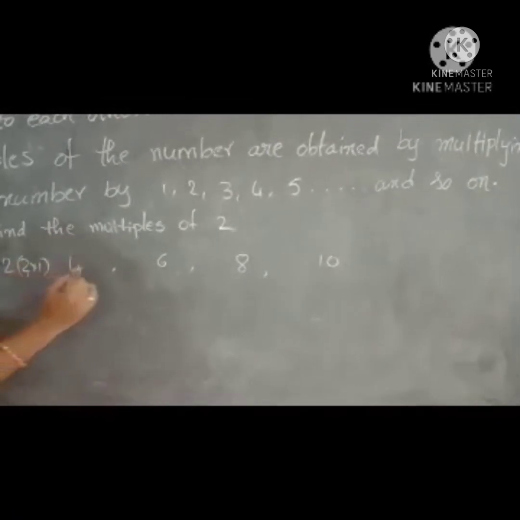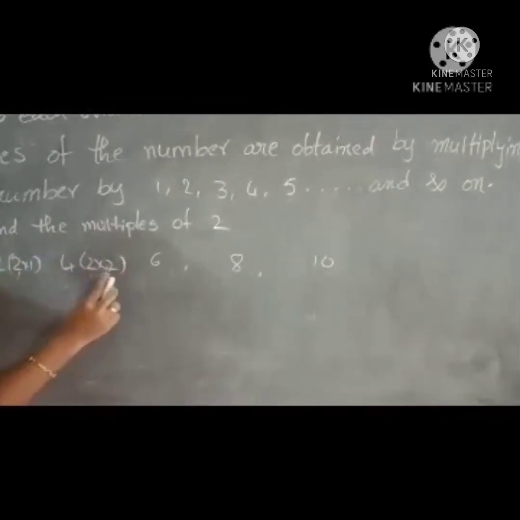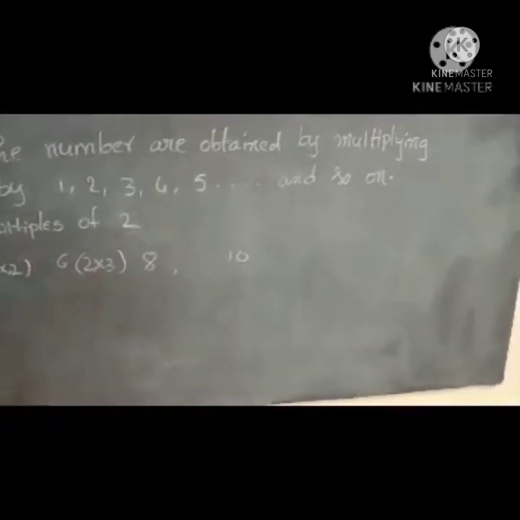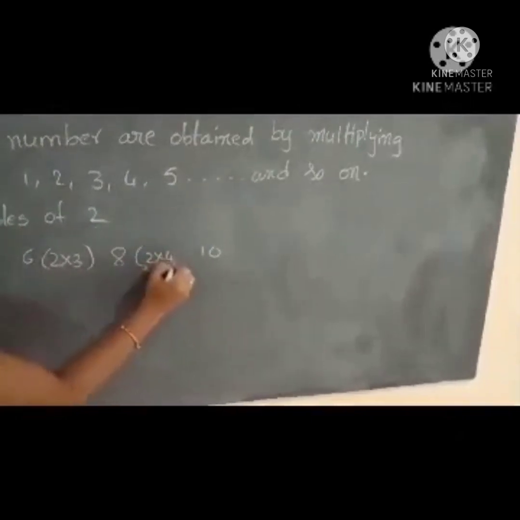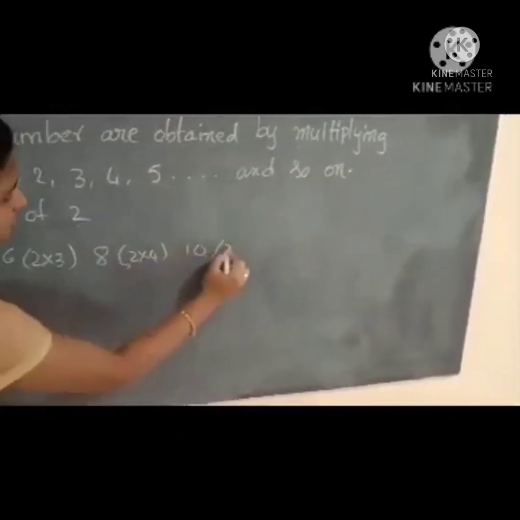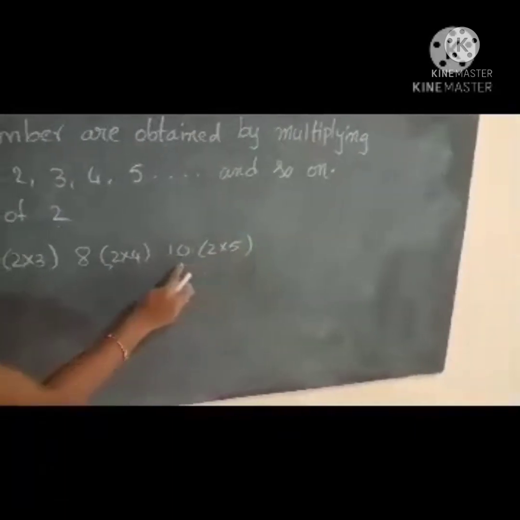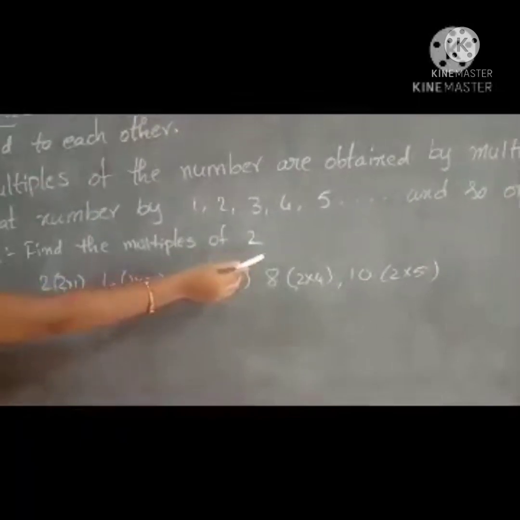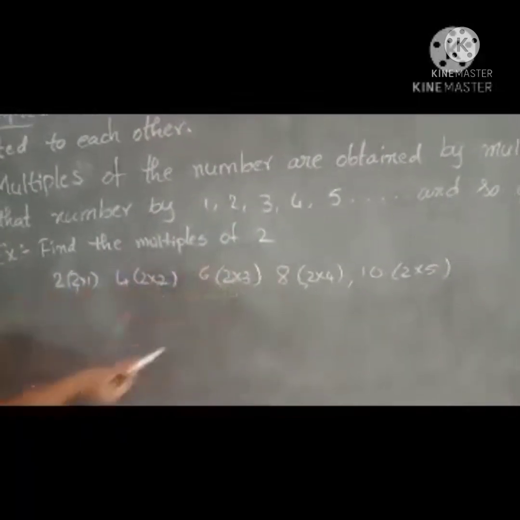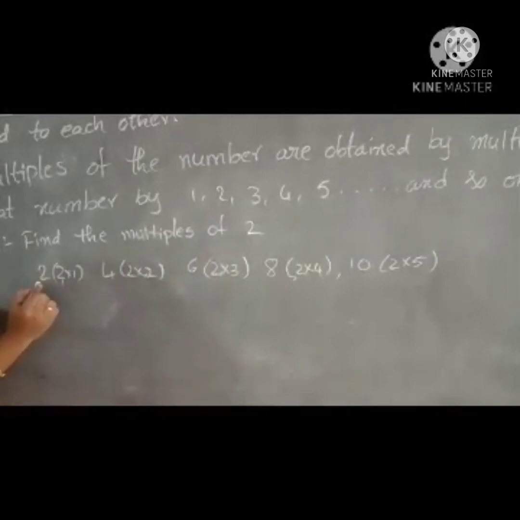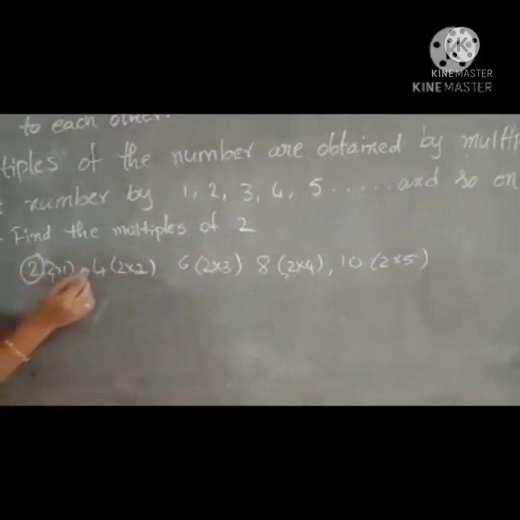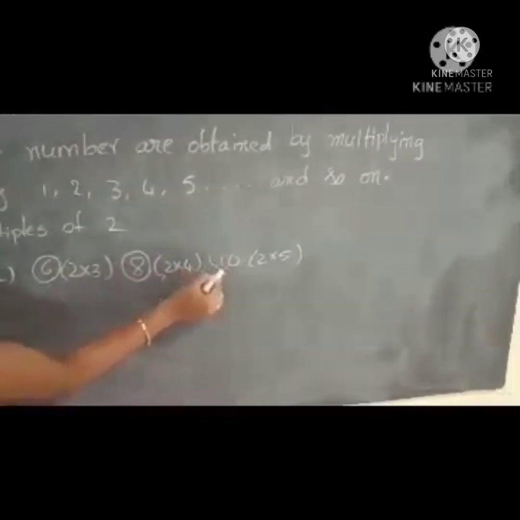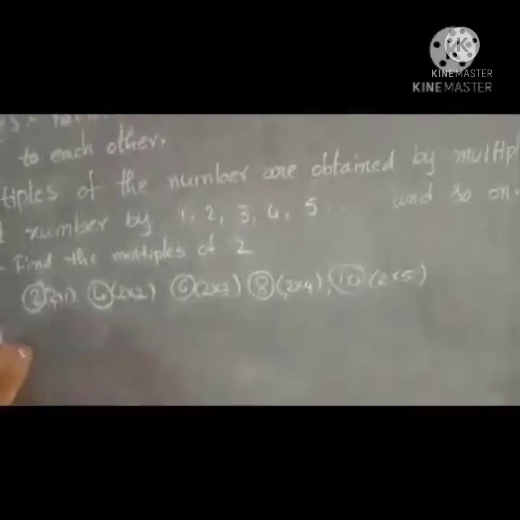2 ones are 2. And next, 2 twos are 4. Next, 2 threes are 6. 2 fours are 8. 2 fives are 10. See these numbers, children. Again, find the multiples of 2 means just we have to write the 2 table. See here, the first ones are 2, 4, 6, 8 and 10.